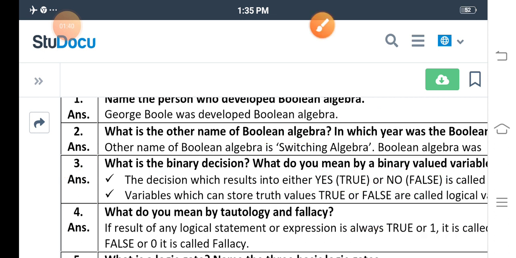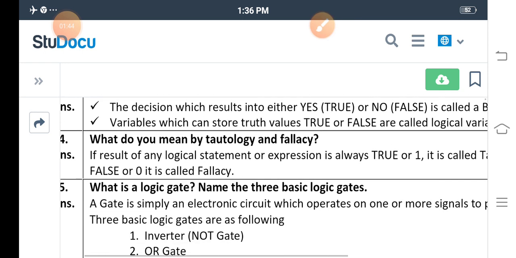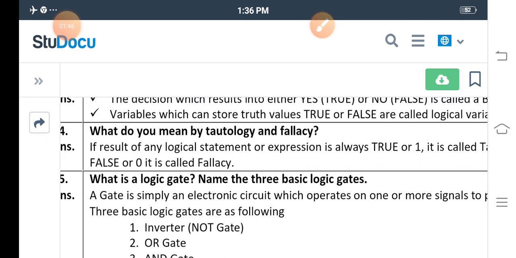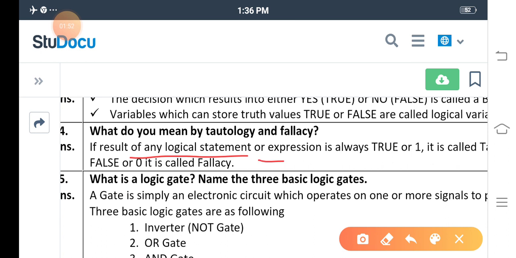Now next is, what do you mean by tautology and falsy? So read out here. If the result of any logical statement or expression is always true or 1, then it is called tautology. And if it results into false or all the zeros, then it is called falsy.